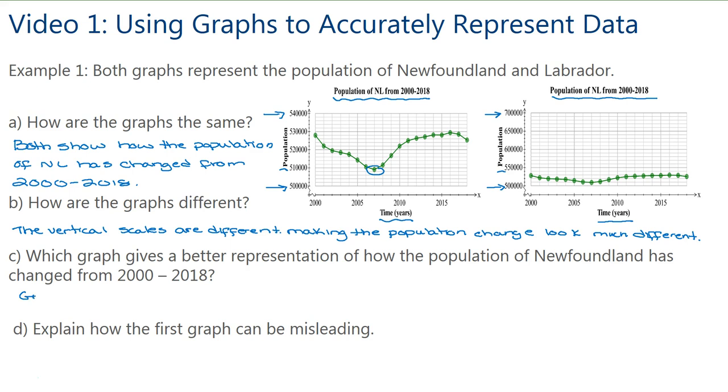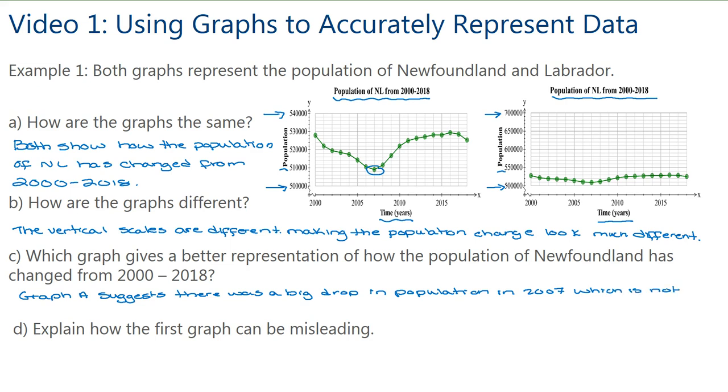So let's say that graph A suggests there was a big drop in population in 2007, which is not really true. So graph B better represents the data.